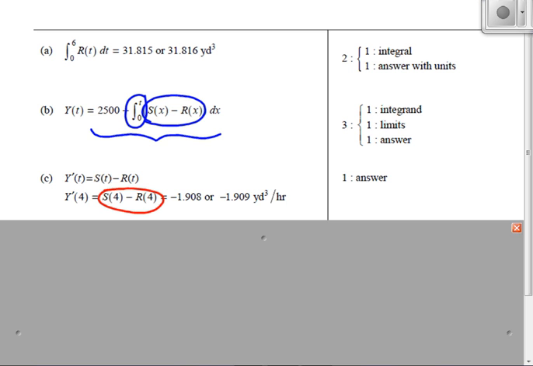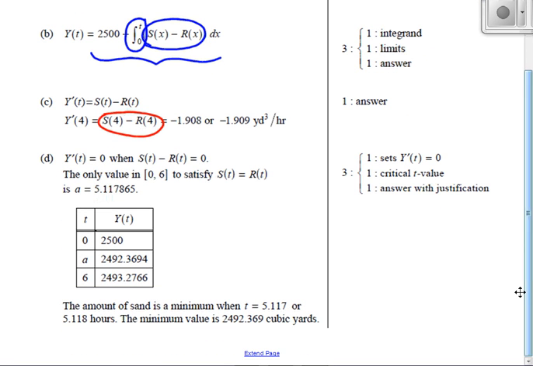Okay, so let's check my answers. And they did a little table as well. It's 3 points. Just setting this equal to 0 gives you a point. Finding the 5.117 value, right there, that gives you a point. And forget the rest of the max min existence theorem. It's only 1 point for all the rest of that.